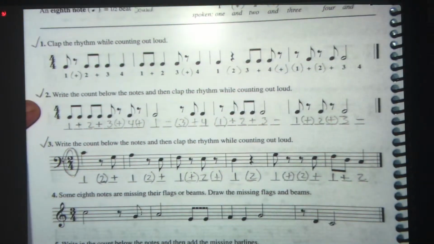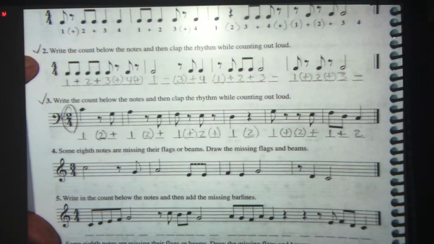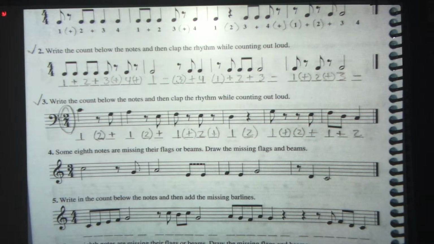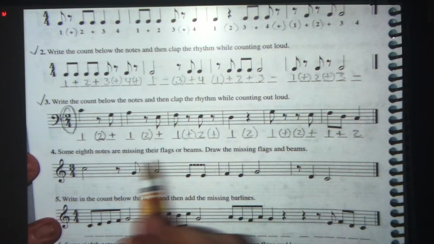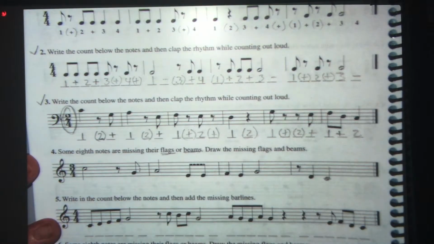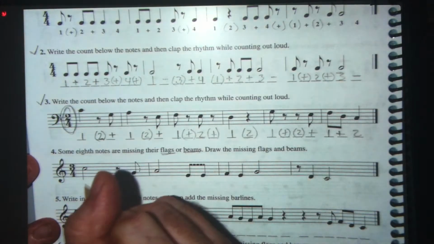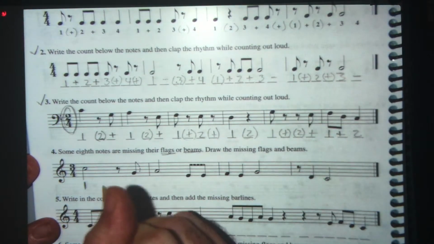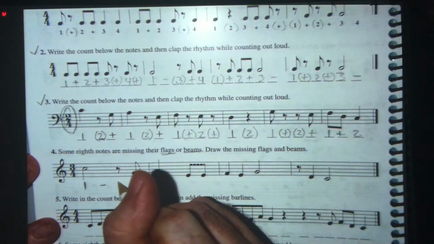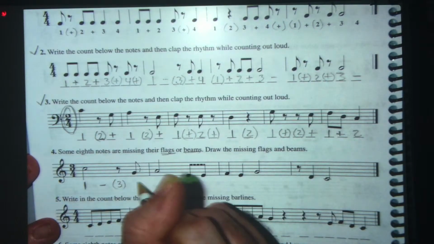Number 4. Moving on down. Some eighth notes are missing their flags or beams. Draw the missing flags and beams. So we need to make sure that we're drawing both. Okay, well, we got to complete the measure. So we'll start by doing our numbers. We know this would be 1, 2. This would be 3 and.